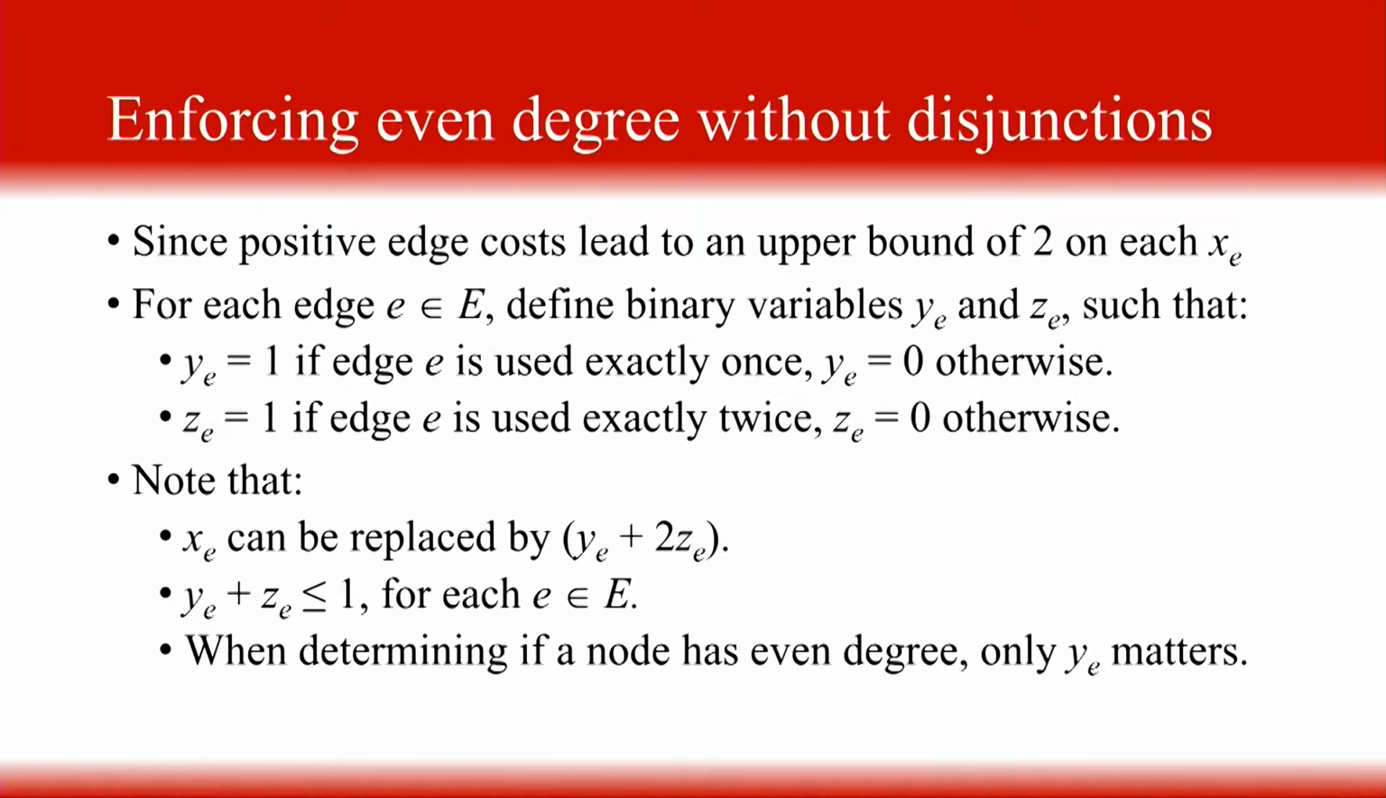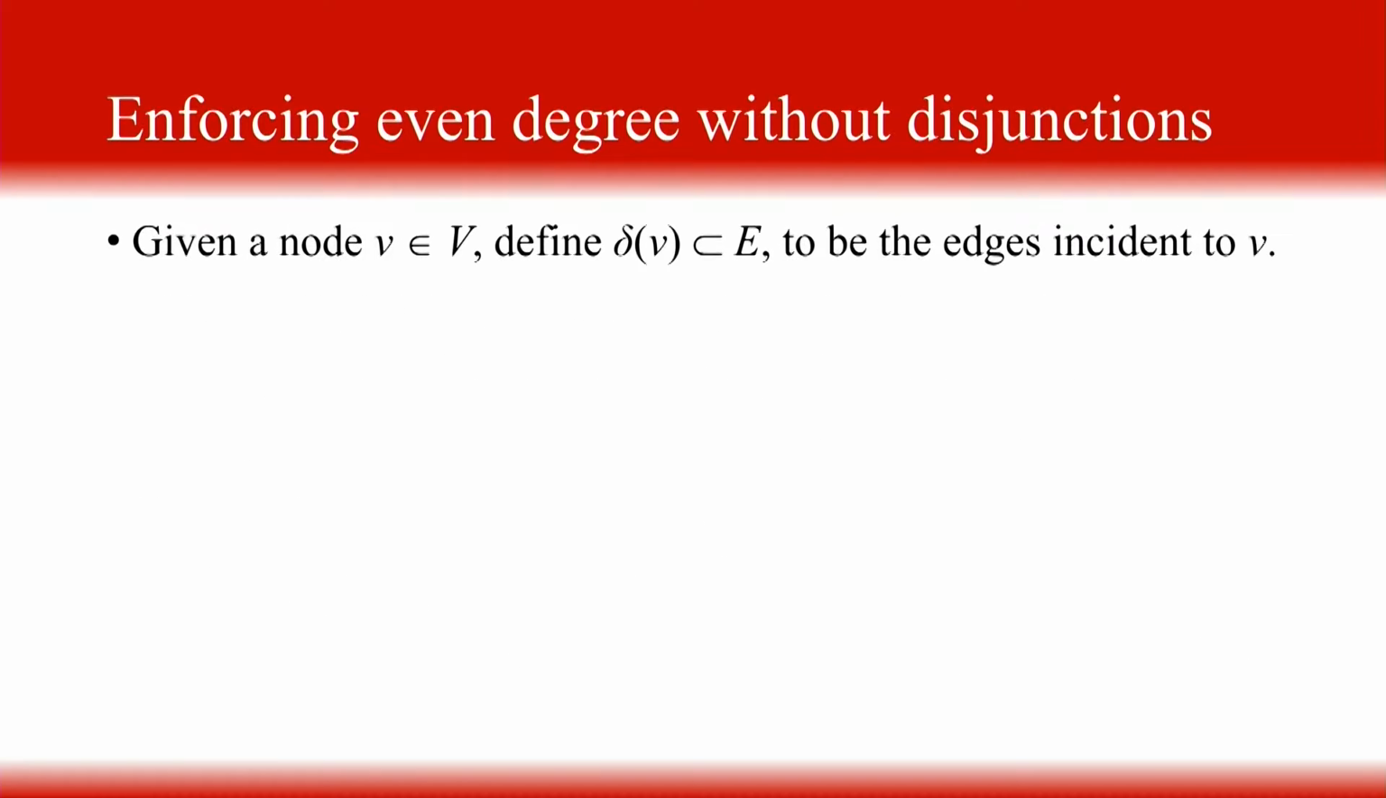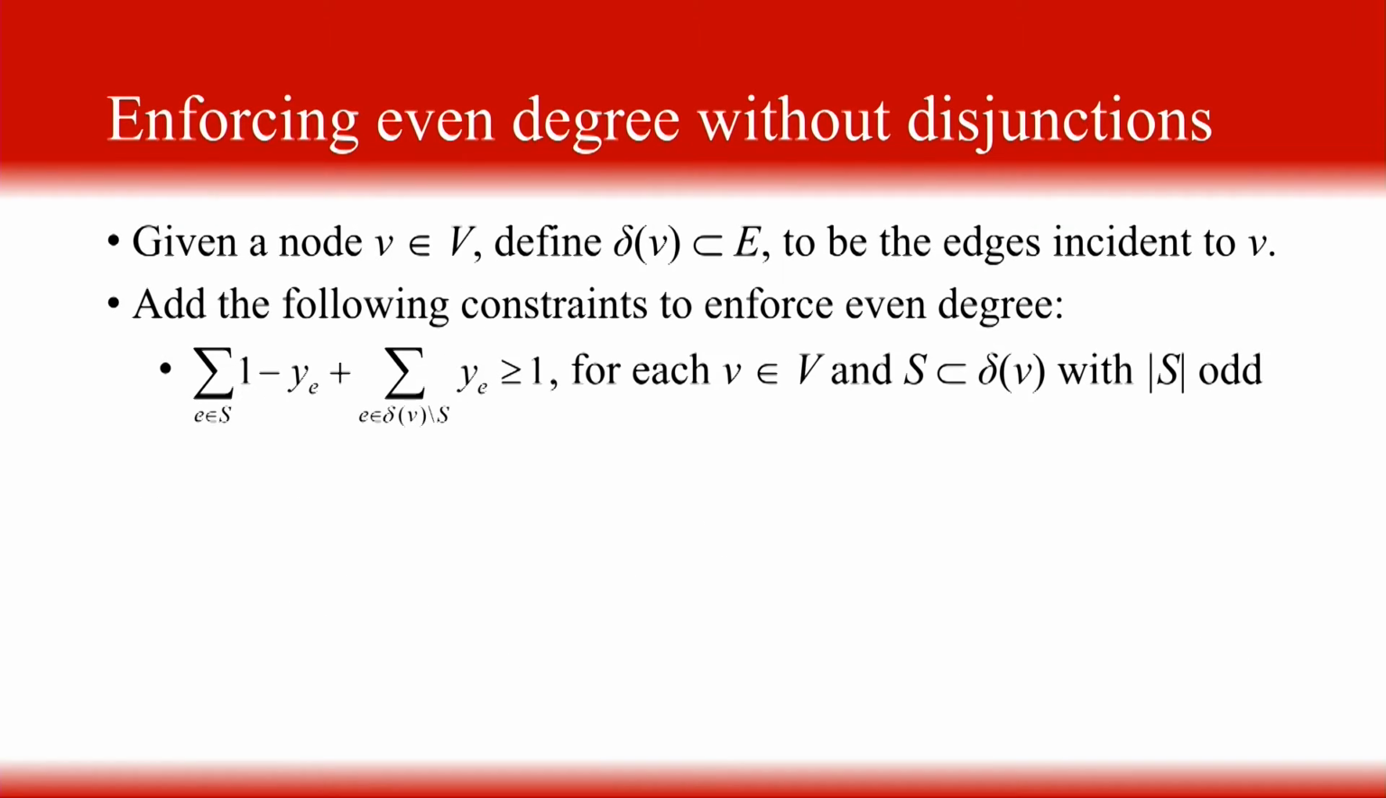And if we're trying to find out if a node has even degree, only the y variables matter because the z variables contribute an even number to the degree. And this allows us to create degree constraints that don't get messed up by the fact that the value of xe could be 2. So here's how we do this.